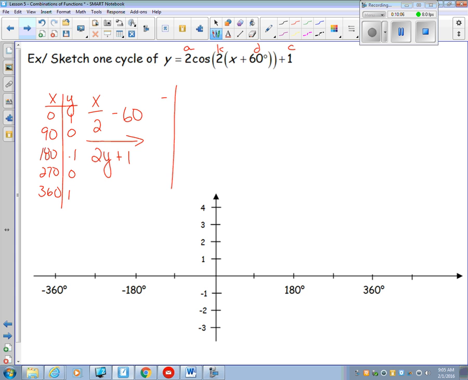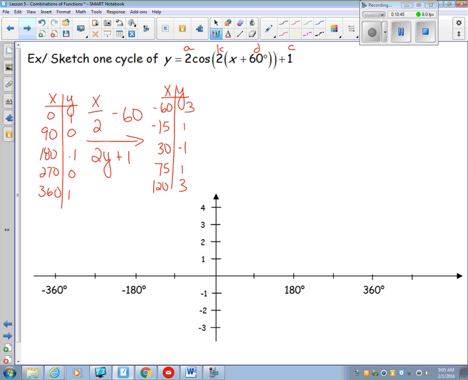And my new table will look like, okay, lots of mental math here. 0 divided by 2 is still 0. Minus 60 would be negative 60. 90 divided by 2 is 45. Minus 60 is negative 15. 180 divided by 2 is 90. Minus 60 is 30. And you notice it's following a pattern. You're just going to put 45 each time, right? So based on that, I know the next one's going to be 75. And then 120. The y's. 2 times 1 plus 1 makes 3. 2 times 0 plus 1 is 1. 2 times negative 1 plus 1 is negative 1. And I've already done these numbers.